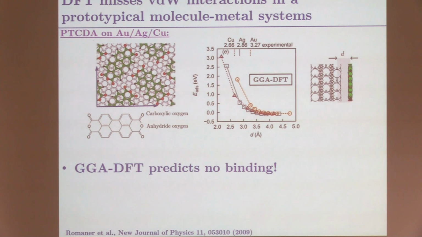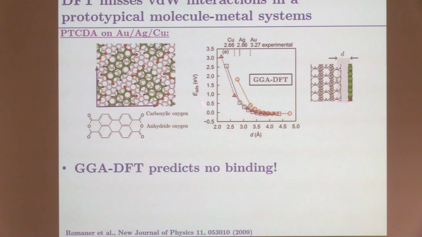Now, this is very important for molecule-metal interfaces. I've introduced this for molecular electronics 2 slides ago, but there are other systems, beautiful examples of molecules that form well-ordered monolayers on surfaces. So this is PTCDA that has been studied for a long time. And this work by Romaner et al. focused on PTCDA on the three noble metals.